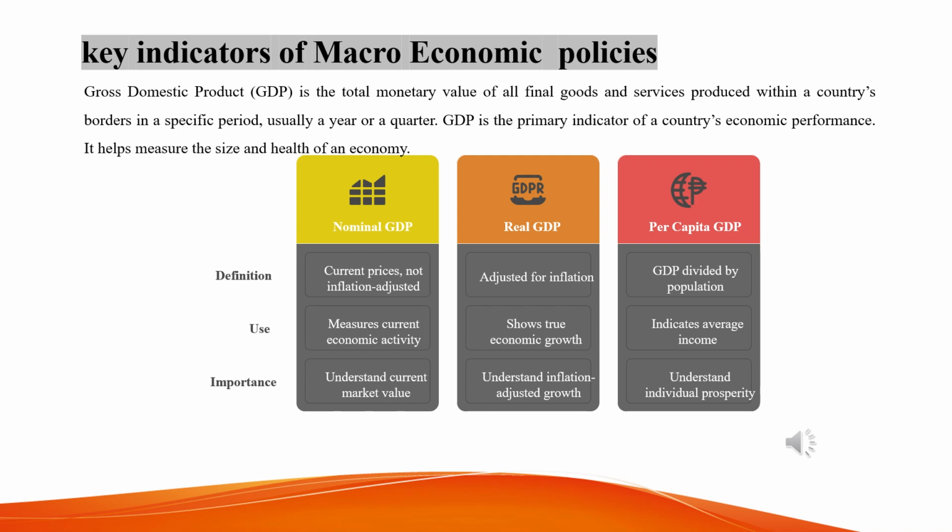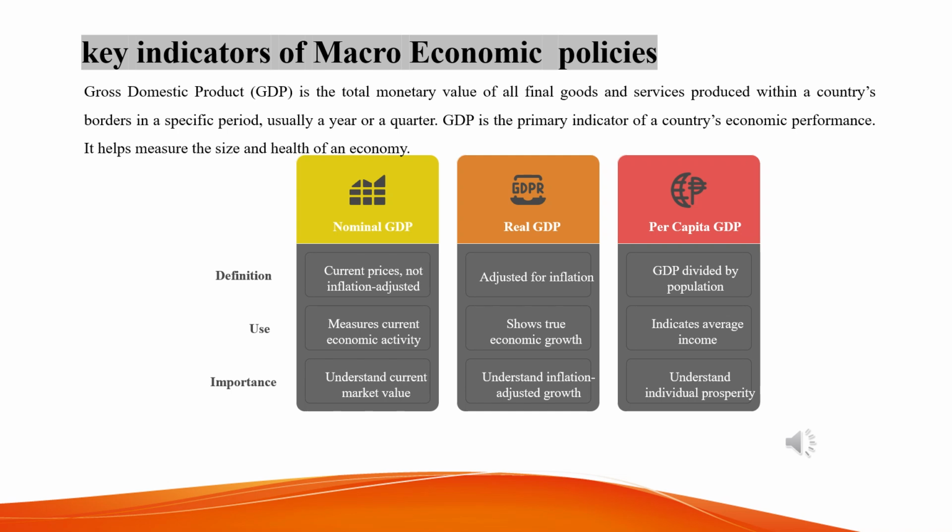And it helps to understand the current market value. Next one, real GDP. It adjusts nominal GDP for inflation to provide a more accurate measure of economic output over time. It is considered a reliable indicator of economic growth. It is used to show true economic growth. It helps to understand inflation-adjusted growth.